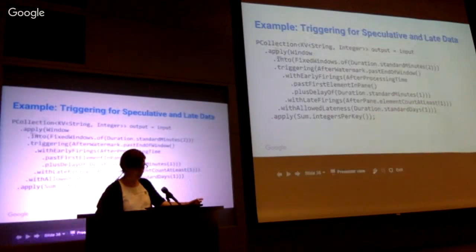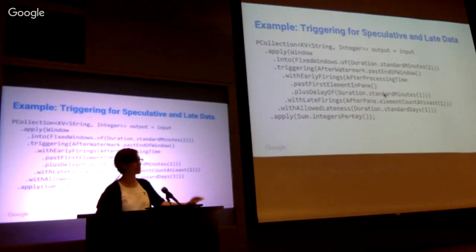So now we still have fixed windows. We still do the triggering at the same time. We still do the sum, but we do the following. We want to produce early results after we've seen the first element and every 1 minute after that. So we produce the early result a minute into the window after we saw the first element, okay?